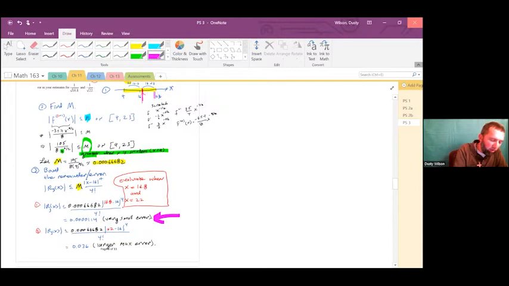When you go at 22, that's much farther from the center point, and so you'll have a large error. Close to the center, small error. Far from the center, larger error. So that's the first thing I want to point out.